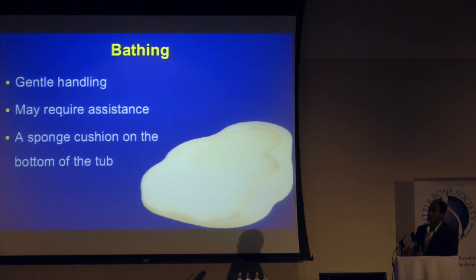Adequate care should be taken during bathing as well, and again, it's usually helpful to have assistance while these children are being put in the bath. A sponge cushion on the bottom of the tub could be used to prevent pressure and fractures.